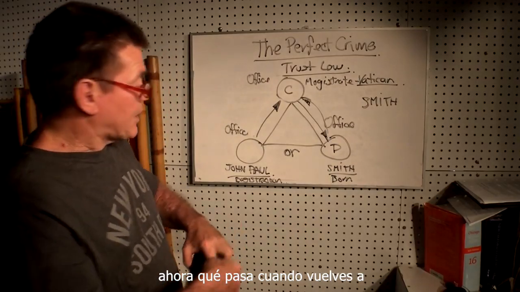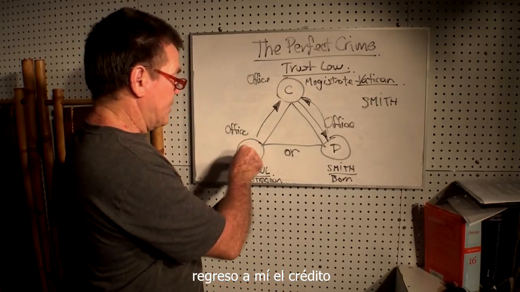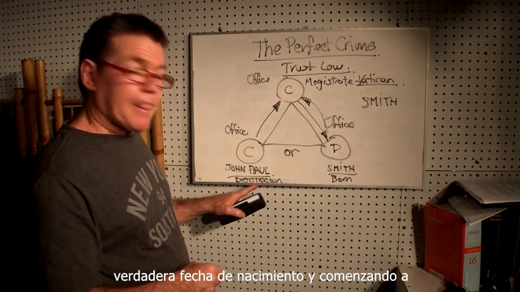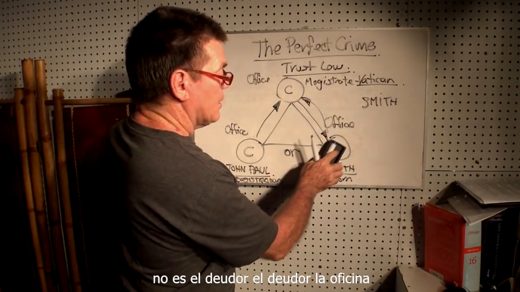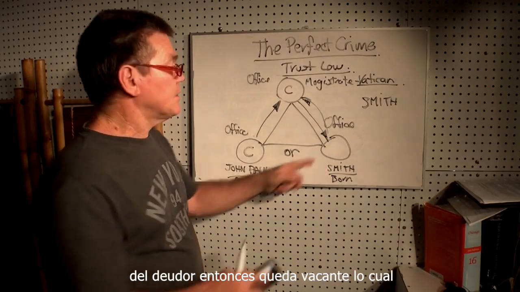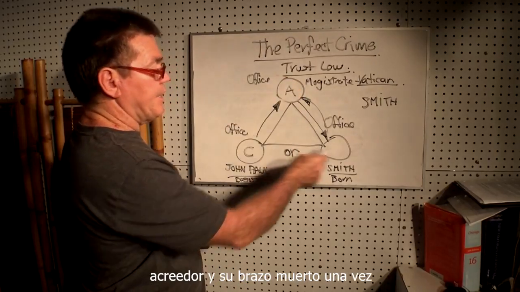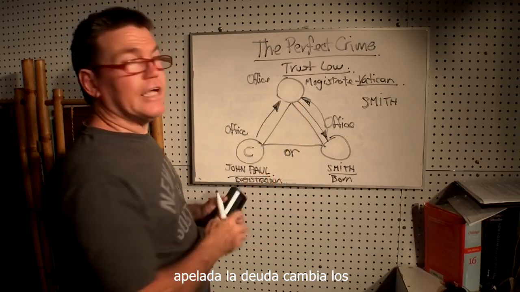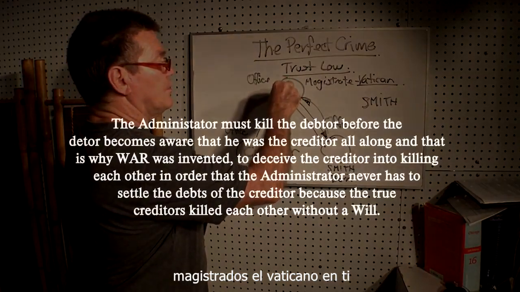Now what happens when you come back to being the creditor, if you find your way back to being the creditor? By working out your true name and your true date of birth, and by starting to hold this side over here, then you are no longer the debtor. The office of debtor then becomes vacant, which changes the administrator of the creditor and their debtor. Once the debtor's gone up here, it changes the magistrates, the Vatican, into the debtor.